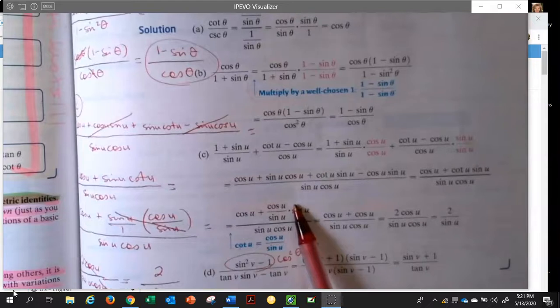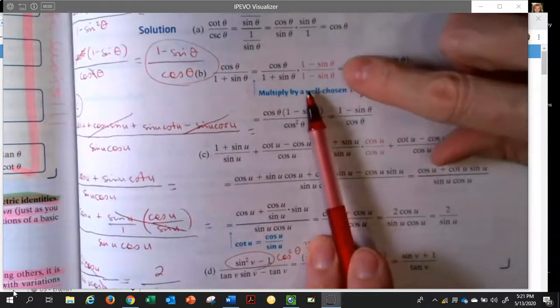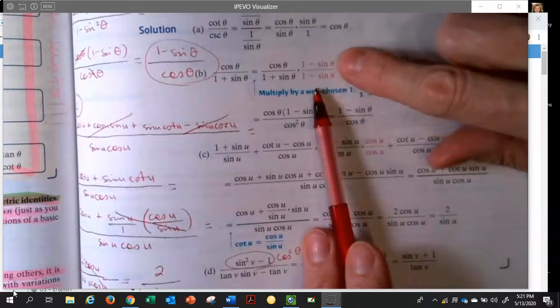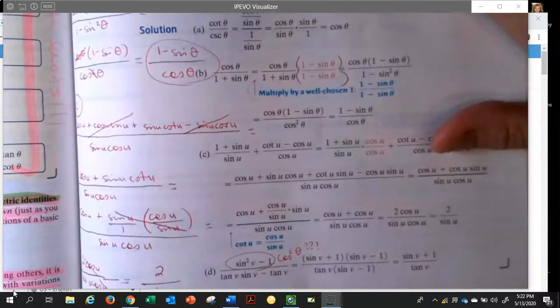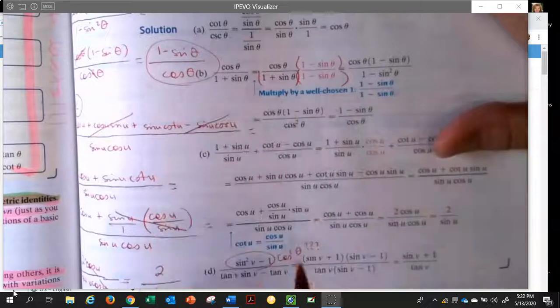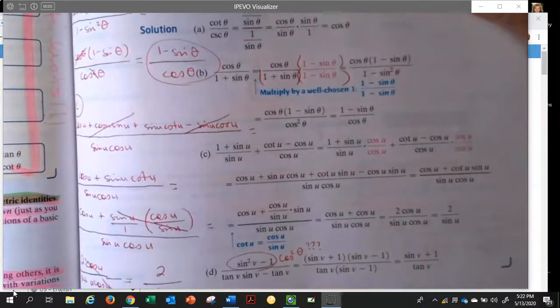And so I'm looking for where this happened. We're on B. Here it is. They threw it in not as just a 1 minus a sine, but as a 1, because it's the same thing over the same thing. That's a 1. And remember, it's not just a 1 and a sine theta. It's a 1 plus a sine theta. And this is a 1 minus a sine theta. You have to treat them that way.